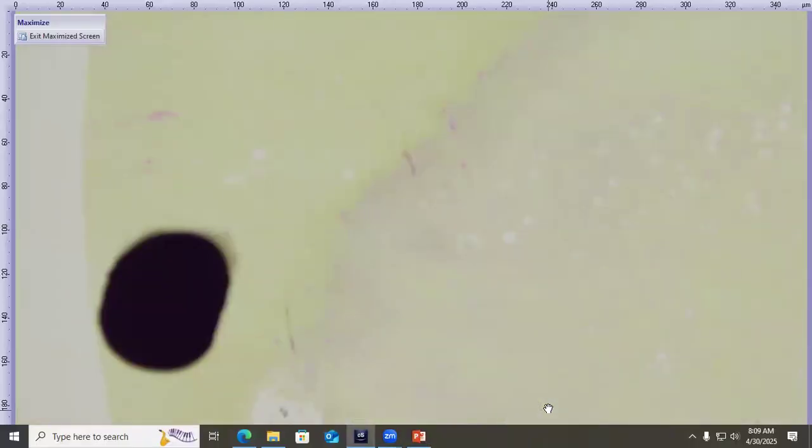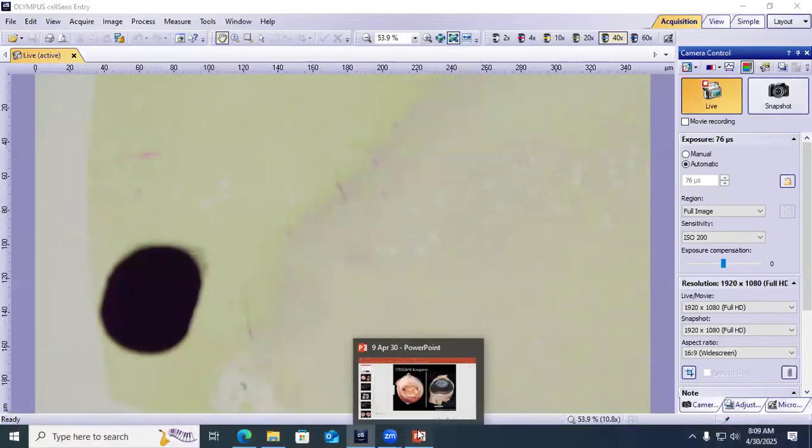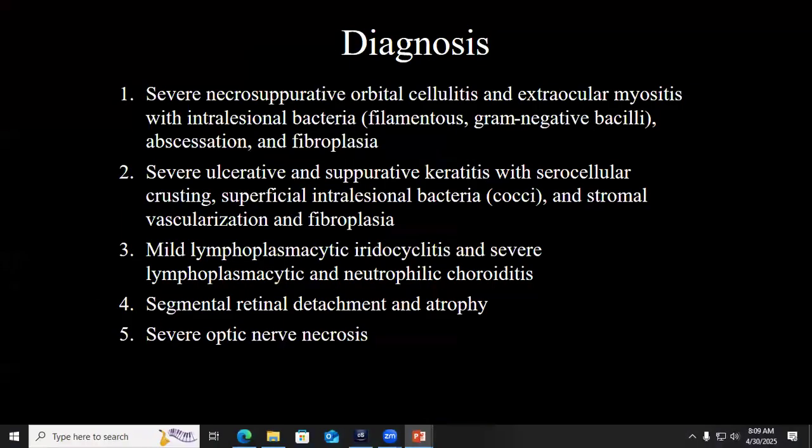All right, so I will switch over. Those are kind of the main findings to our diagnoses. So our major finding was this pretty profound orbital cellulitis with necrosis. It did also spread into the extraocular muscles, so there was a myositis. And then we had these filamentous gram-negative bacilli, as well as fibroplasia and abscessation. So all of this is probably the reason for the exophthalmos described clinically. And then secondarily, we developed a keratitis, likely due to exposure associated with exophthalmos, and then just secondary bacterial colonization of that ulcerated cornea.